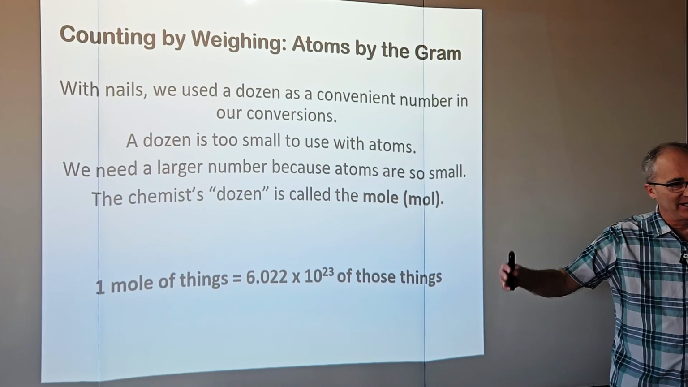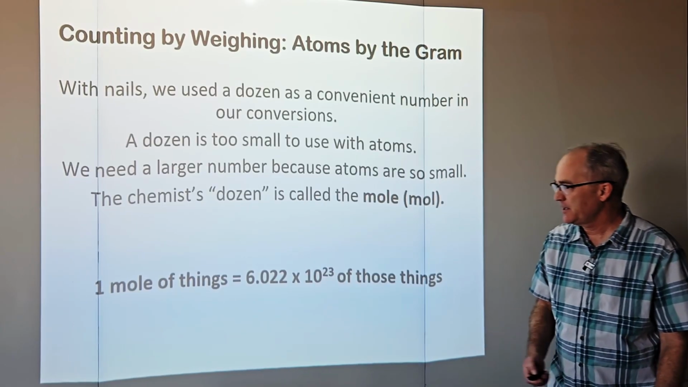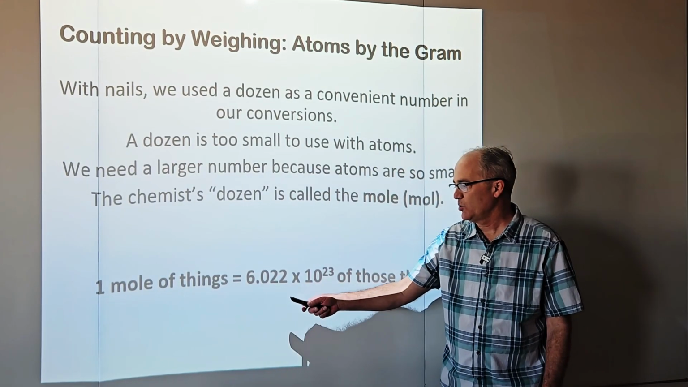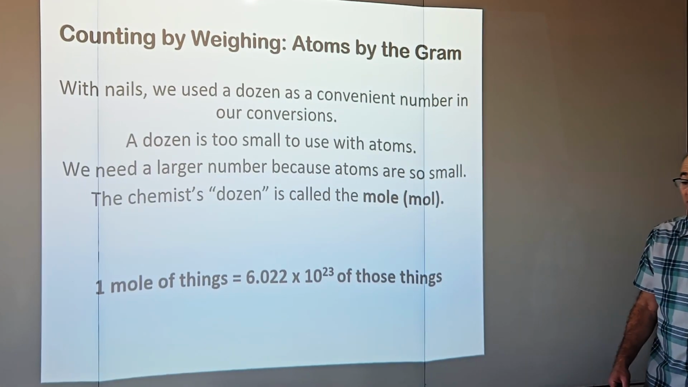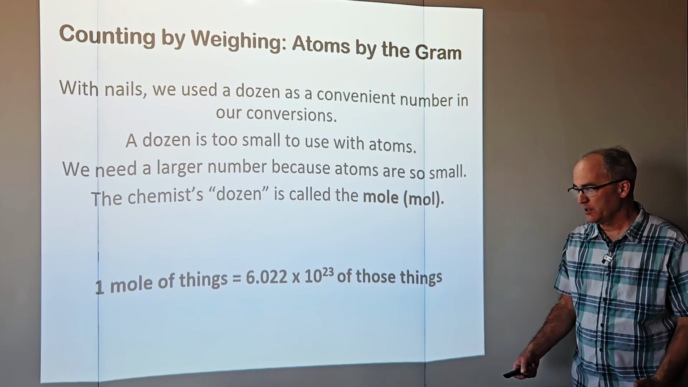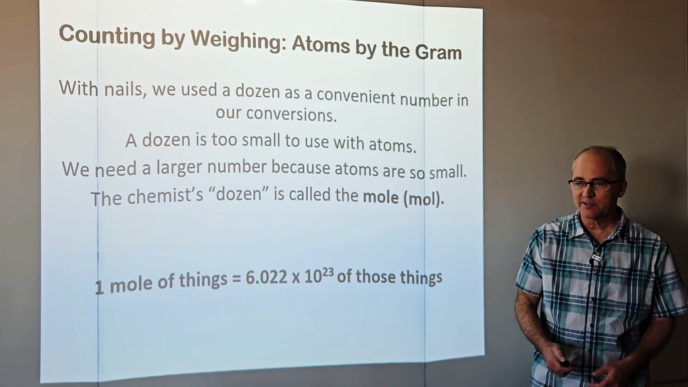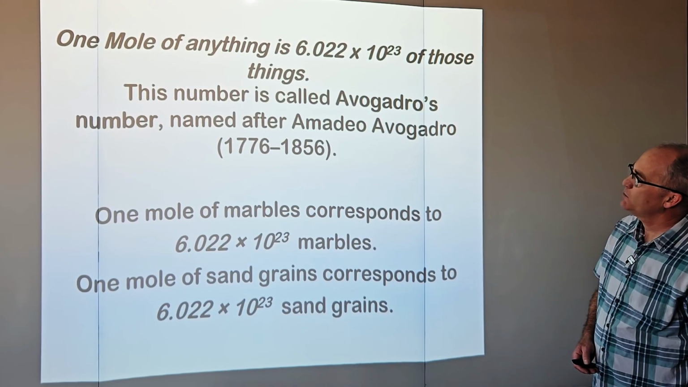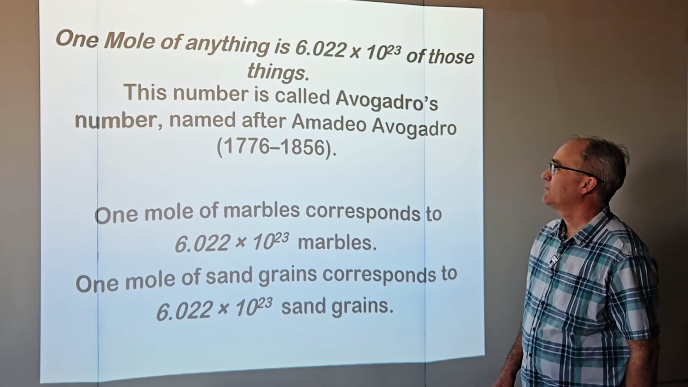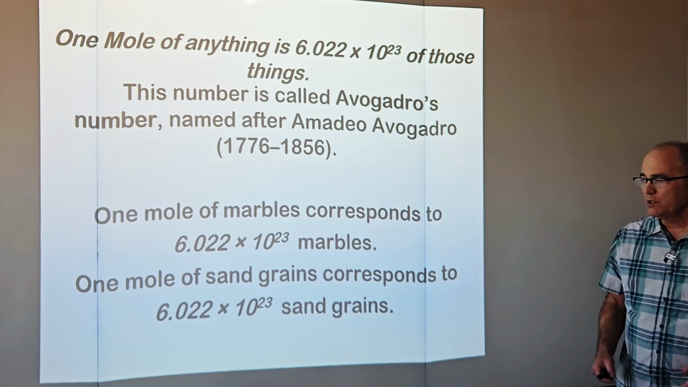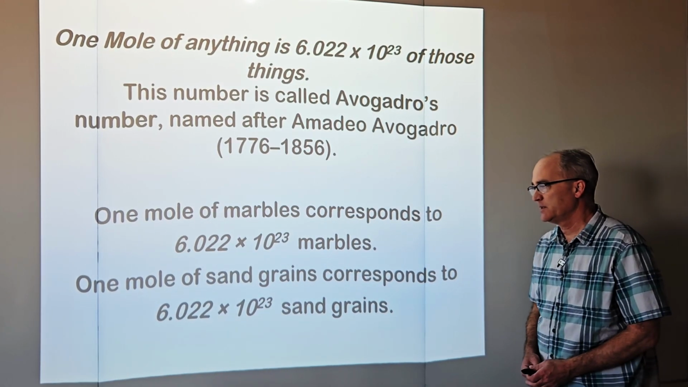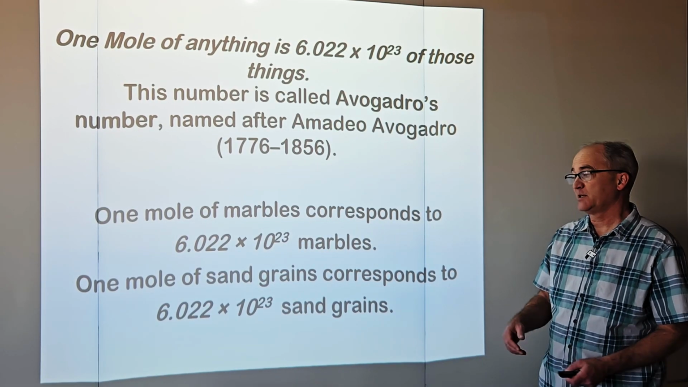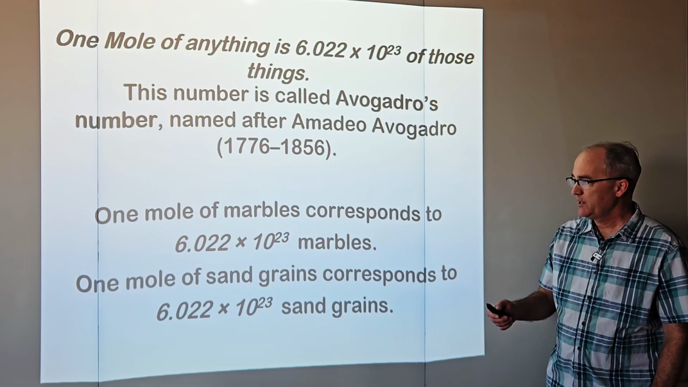All right, so we have these words that mean larger numbers, and we're going to do the same thing here. 1 mole of things is 6.022 times 10 to the 23rd of those things. So that's quite a big number. A lot of trailing zeros there. 1 mole of anything is Avogadro's number of that thing, 6.022 times 10 to the 23rd. So Avogadro came up with this number. 1 mole of marbles corresponds to 6.022 times 10 to the 23rd marbles. 1 mole of grains of sand is 6.02 times 10 to the 23rd grains of sand.